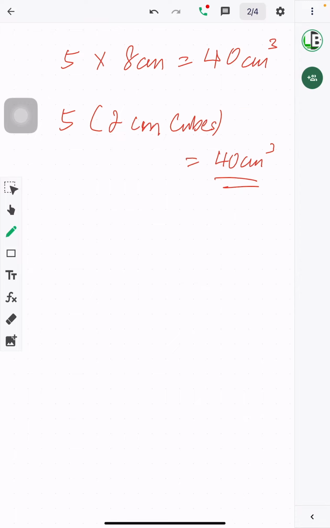Yeah, I got 40 cm cube already. I got the volume. That means the total amount of fillers I already have is 40 cm cube. And the next level up is 64 cm cube. And 64 cm cube is actually 4 times 4 times 4, which means it is a cube of 4 cm.